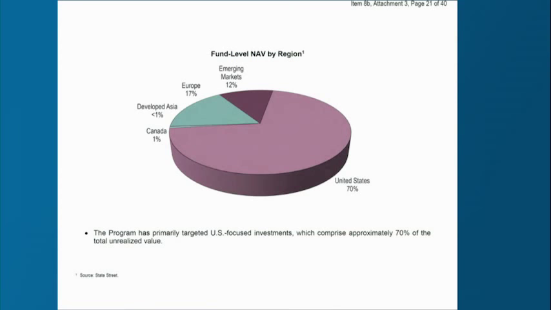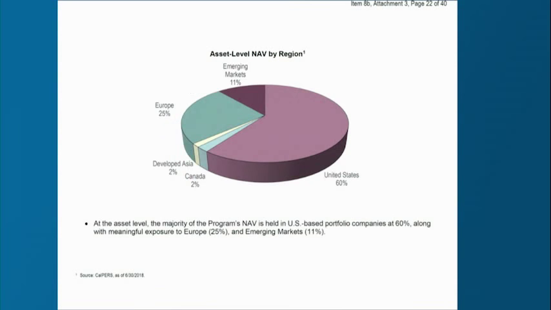The slide here shows the net asset value by region. The United States remains a dominant portion of the exposure at the fund level, but also a note on the next page that at an asset level, looking through the portfolio, it's a little less on the U.S., a little more in Europe, and that comes from the fact that there are some U.S. funds that make investments in companies that are located in Europe and other regions.